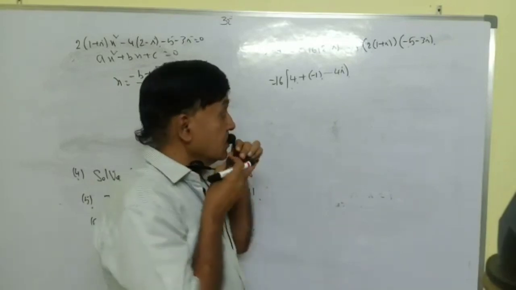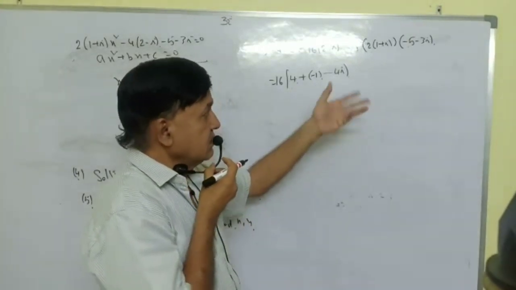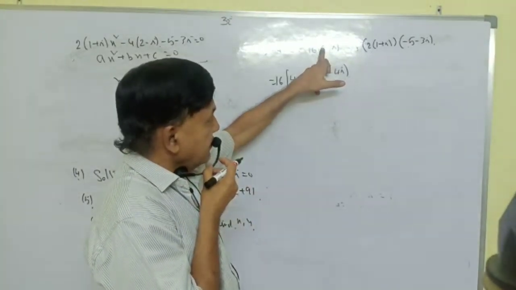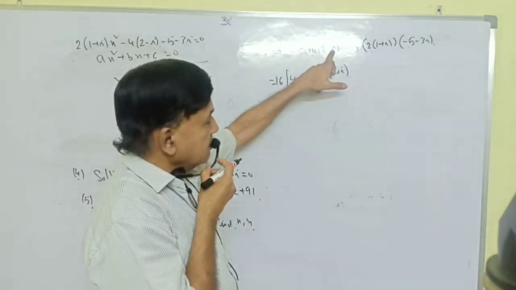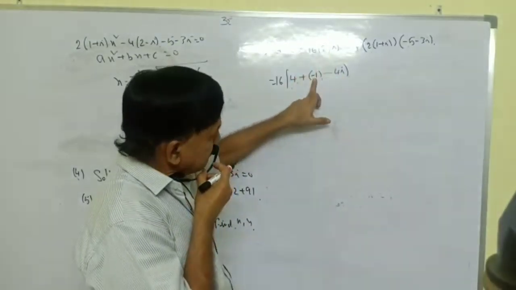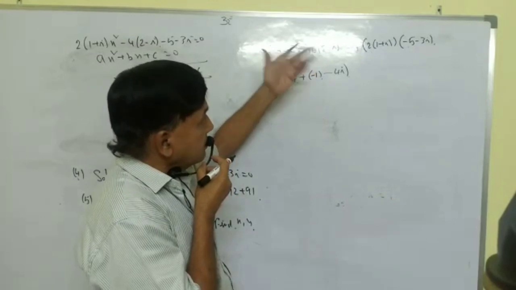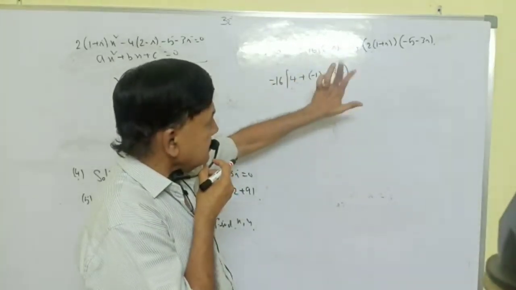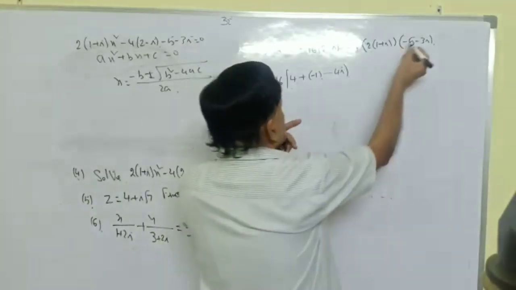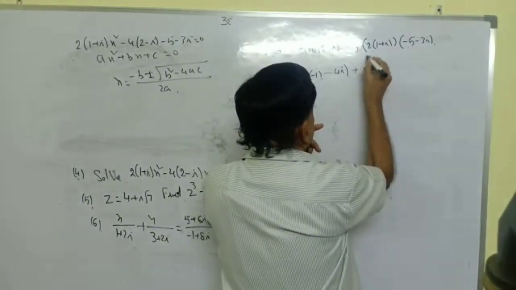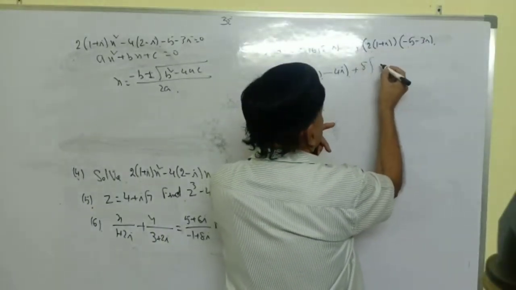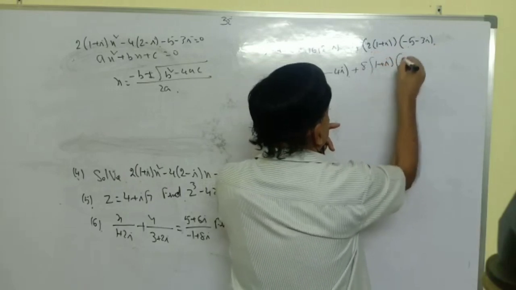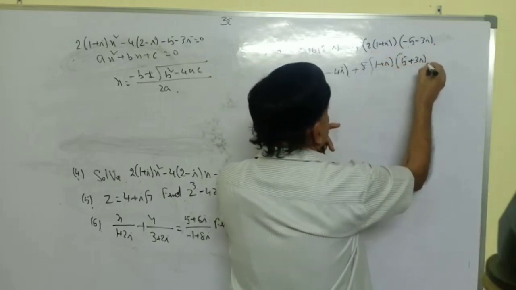Understood? Just like a plus b whole square. Only thing is a square is 4, plus minus i whole square is i square, minus 1, minus 2ab means minus 4. This minus sign you take outside, 2 also, 8. 8 into 1 plus i into 5 plus 3i.